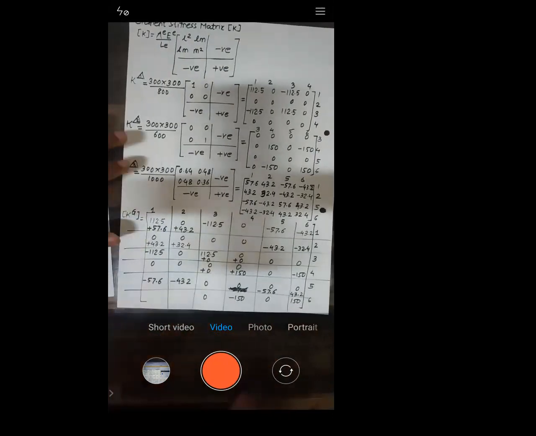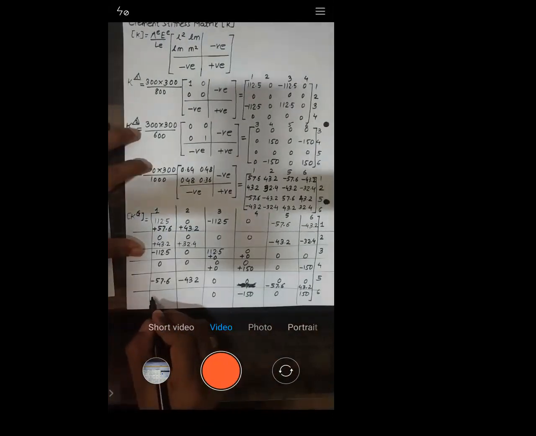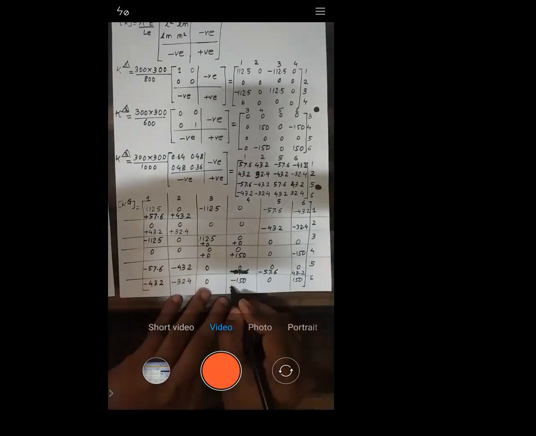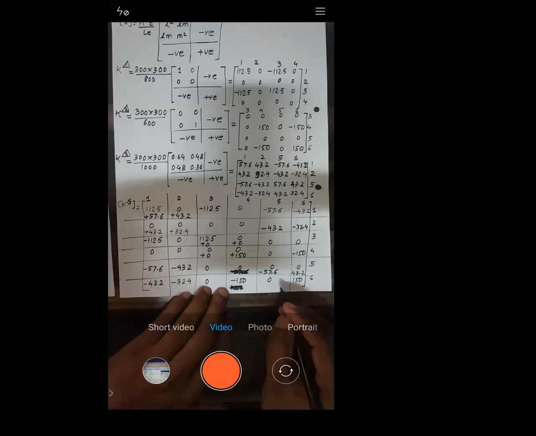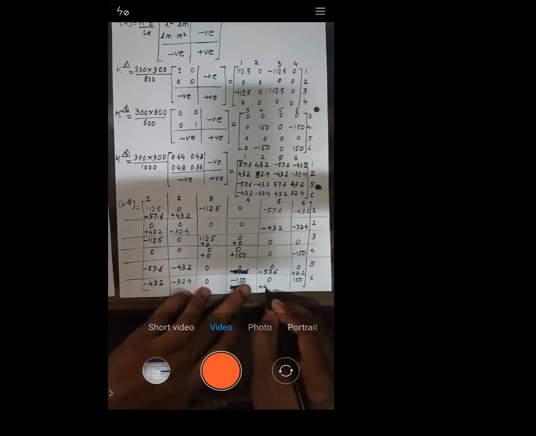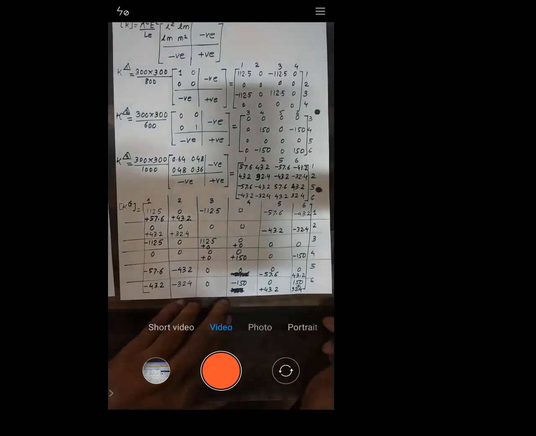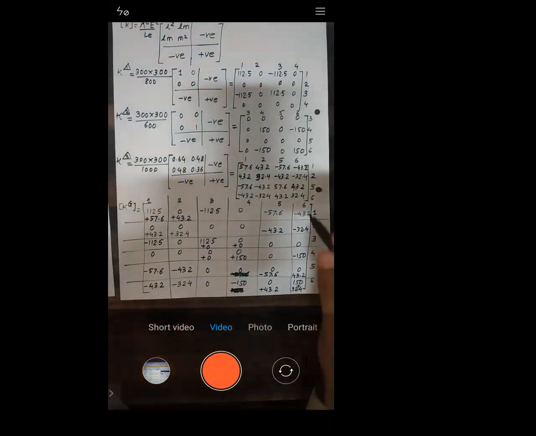sixth row, first column, minus 43.2, minus 32.4, plus 43.2, and here 32.4. Okay. Is it okay to each of you? This is fifth and sixth, right?